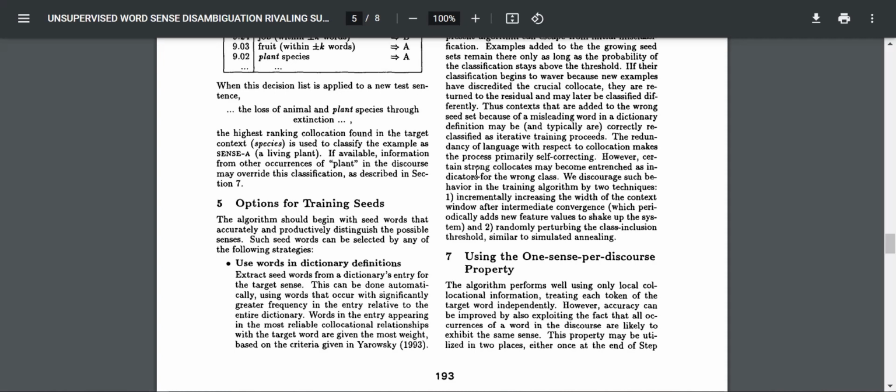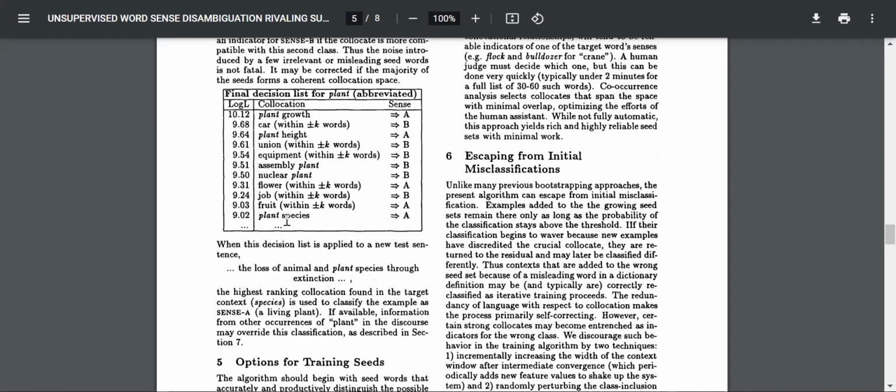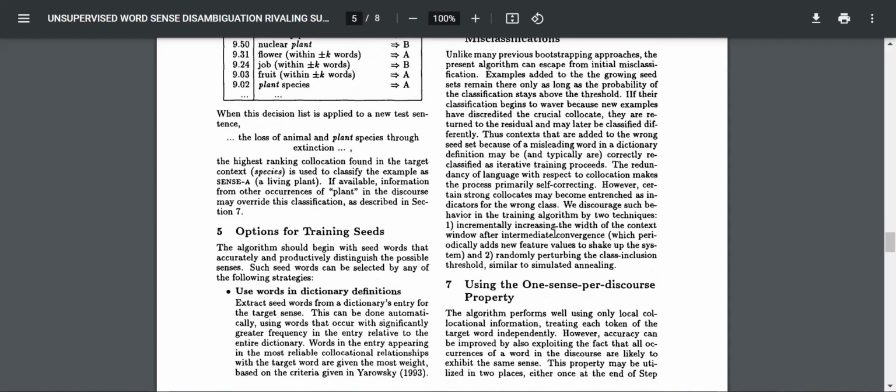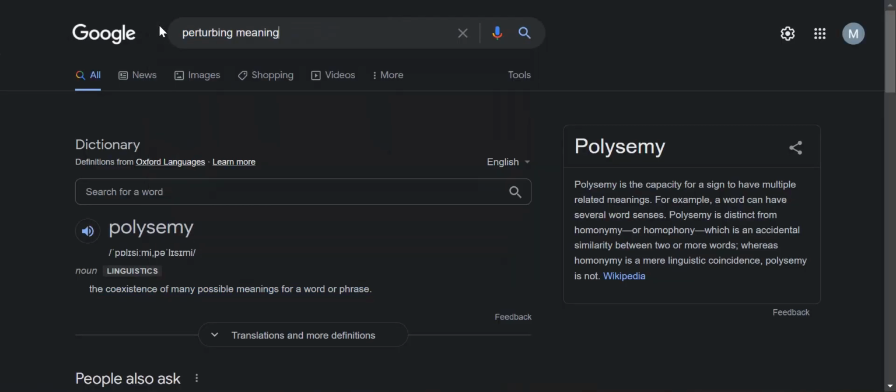However, certain strong collocates may become entrenched as indicators for the wrong class. We discourage such behavior in the training algorithm by two techniques: incrementally increasing the width of the context window after intermediate convergence. So, the window of context which they allow is being incremented after some intermediate convergence, which periodically adds new feature values to shake up the system, and randomly perturbing the class inclusion threshold, similar to simulated annealing. So this threshold is also changed. Let's just be sure: perturbing means changing.